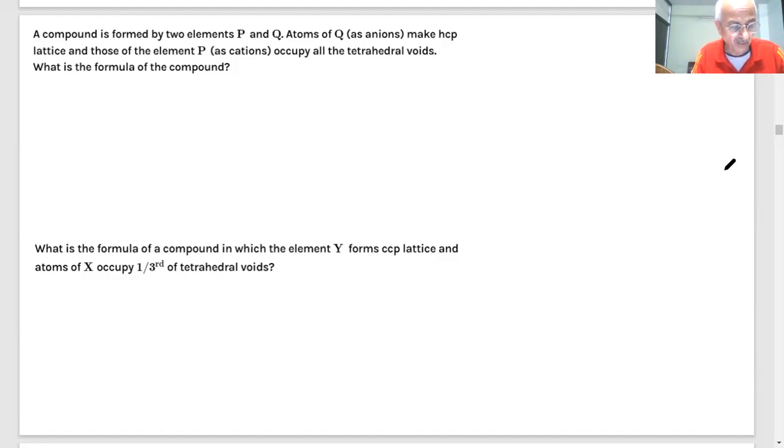And which is the largest void? Cubic void. You have seen cubic void, for example cesium chloride. A compound is formed by two elements P and Q. Atoms of Q make CCP, and those of P occupy all the tetrahedral voids. What is the formula of the compound then? You have 1 minute to answer the question, students.